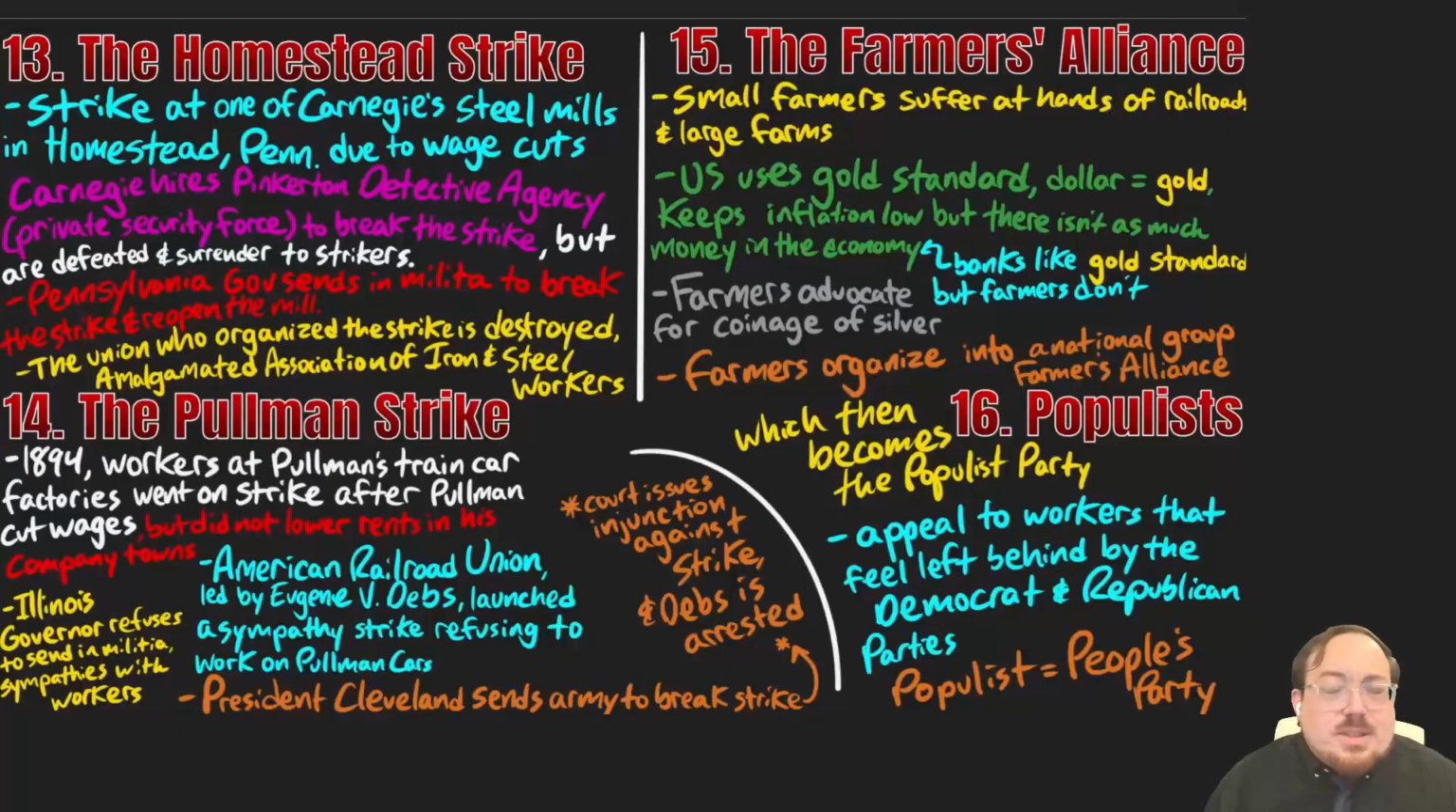So it was very, very difficult for them to leave Pullman or escape. And in 1894, when he reduces their wages, but doesn't cut their rent, a bunch of Pullman workers go on strike. Following that, you also have another union, the American Railway Union, led by Eugene V. Debs, will go on a sympathy strike, refusing to work on Pullman cars.